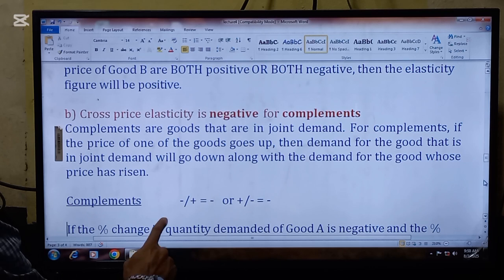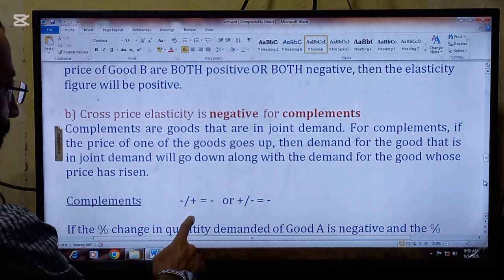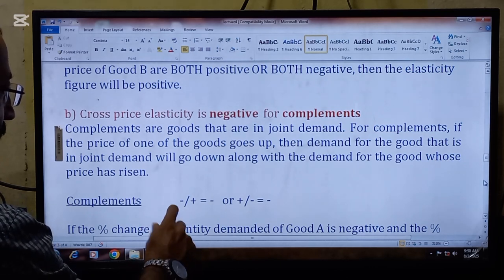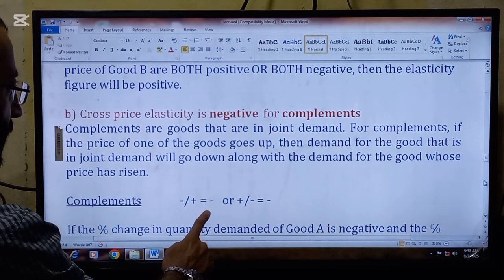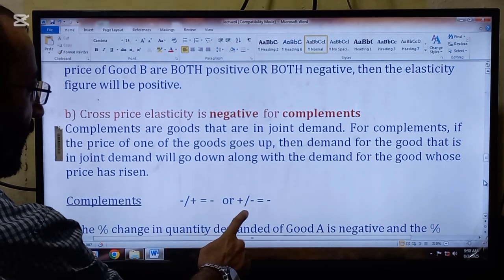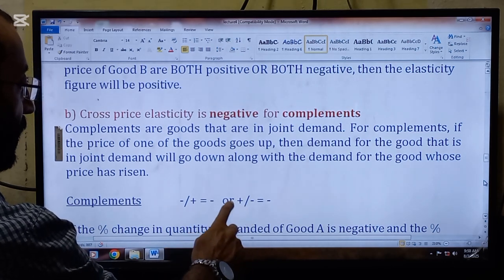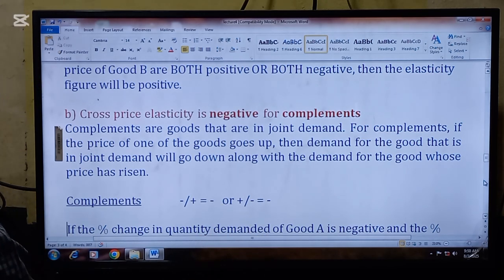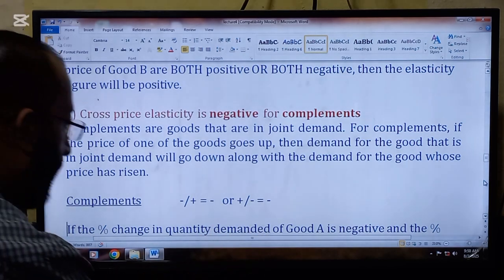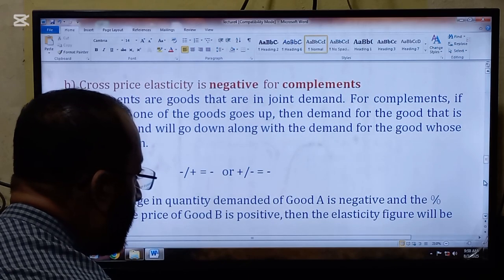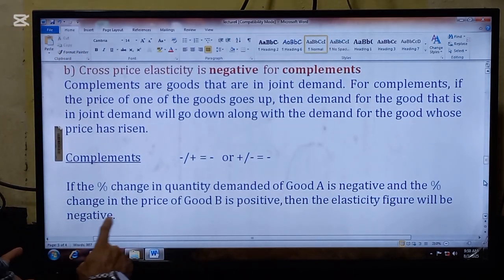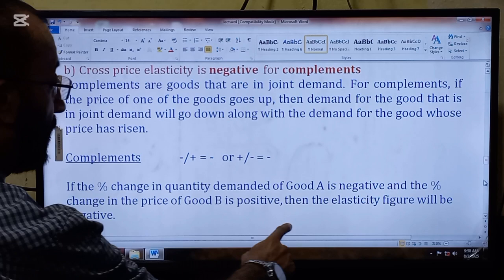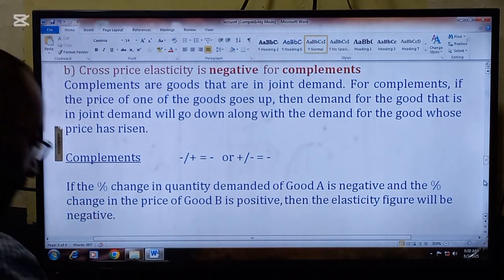For complements, we know that when minus and plus are multiplied or divided with each other, the final answer is minus. If the percentage change in quantity demanded of good A is negative and the percentage change in the price of good B is positive, then the elasticity figure will be negative.